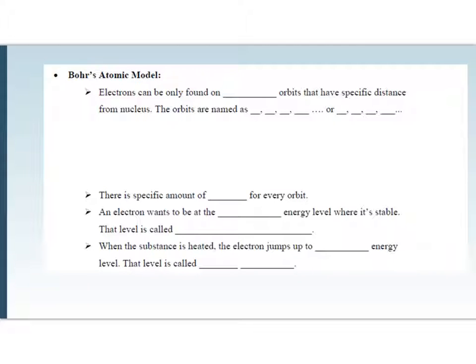Okay, now this is the last model before the quantum atomic model, Bohr's atomic model. Bohr used quantum theory, Max Planck's quantum theory, to develop his model. According to his model, electrons can only be found on spherical orbits that have a specific distance from the nucleus. The orbits are named K, L, M, N, or they can be numbered 1, 2, 3, 4.